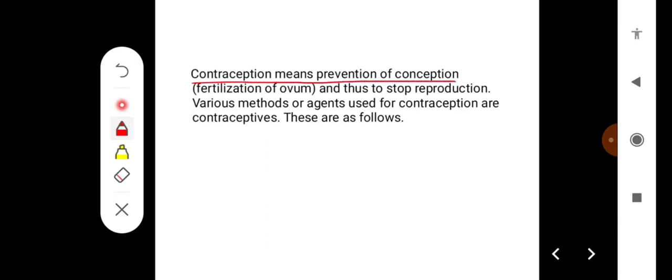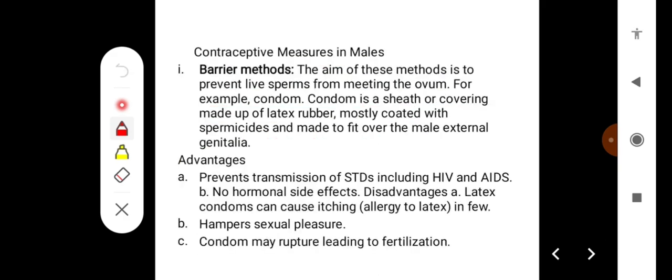Contraception means prevention of conception, that is, prevention of fertilization of the ovum, and thus to stop reproduction. Various methods or agents used for contraception are called contraceptives, and these are as follows. The contraceptive measures used in males are barrier methods. The aim of these methods is to prevent live sperms from meeting the ovum.